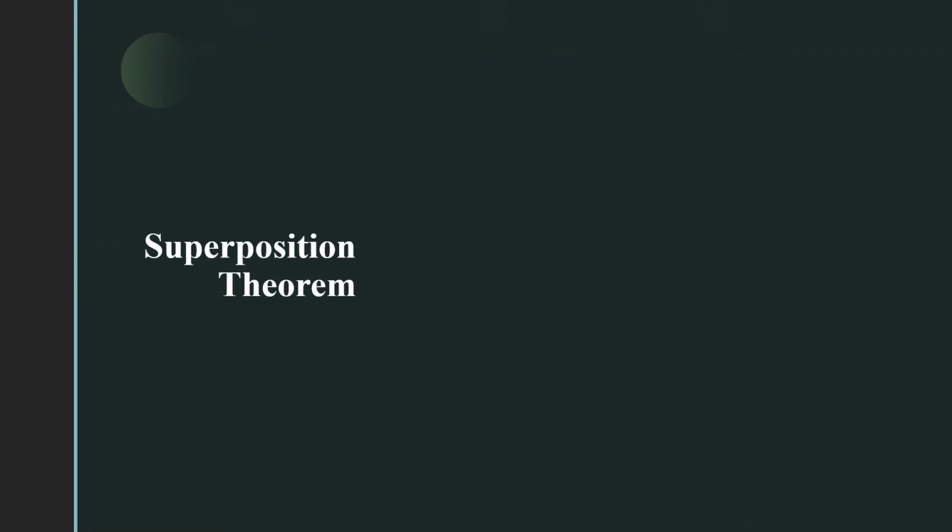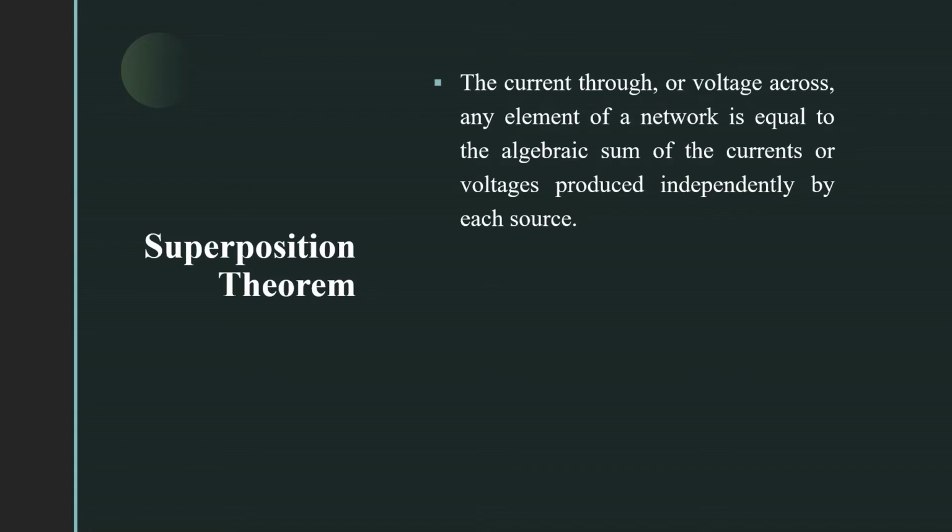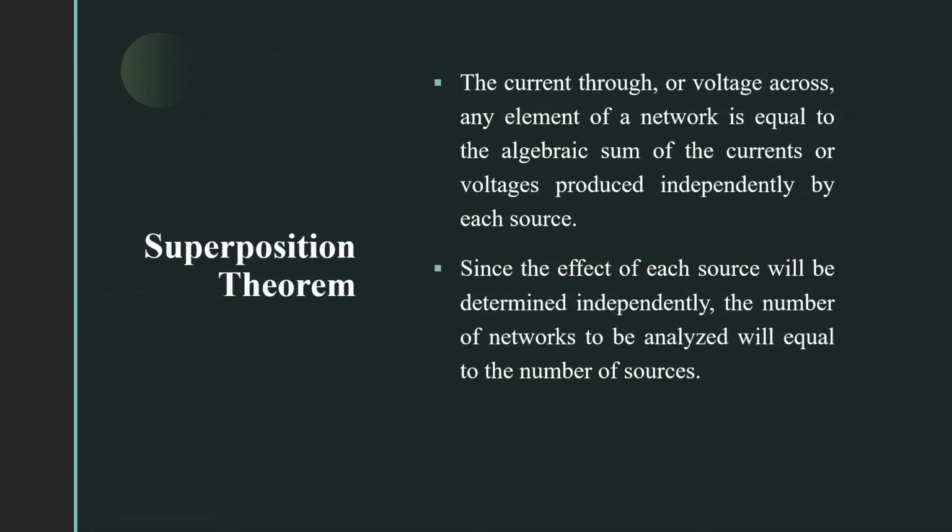So we can define the superposition theorem as: the current through or voltage across any element of a network is equal to the algebraic sum of the current or voltage produced independently by each source. Since the effect of each source will be determined independently, the number of networks to be analyzed will equal the number of sources. It means that if we have two or more sources in the network, we have to analyze our whole network that many times. For example, if we have two sources, we analyze our network two times. If we have three sources, we analyze our network three times.